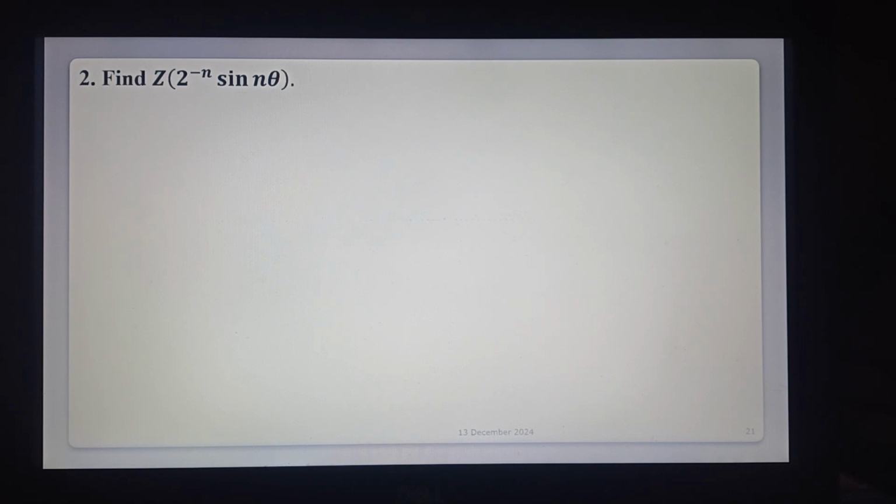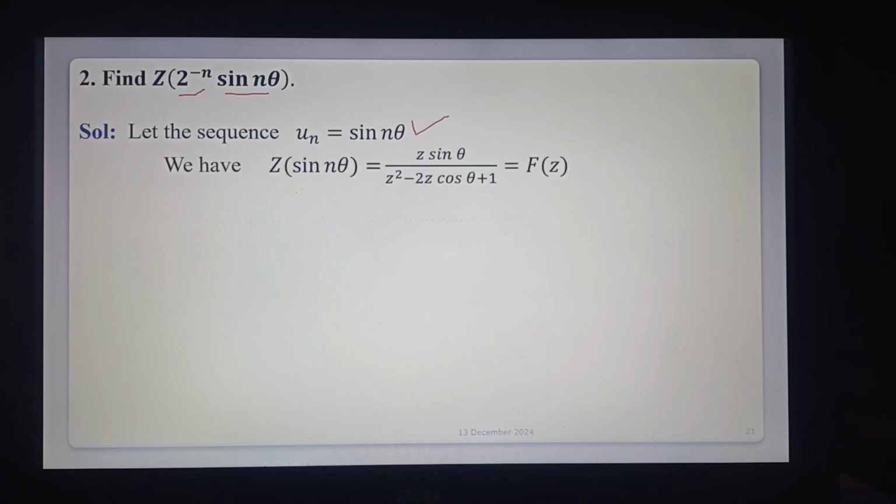See the next example. Find the Z transform of 2^(-n) sin n theta. Here the form is a^(-n) into u(n), where u(n) is sin n theta. We have already found the Z transform of sin n theta in the previous lecture: z sin theta/(z square minus 2z cos theta plus 1), which is equal to F(z). So by the damping rule, the Z transform of a^(-n) u(n) is equal to F(az). So a is equal to how much?